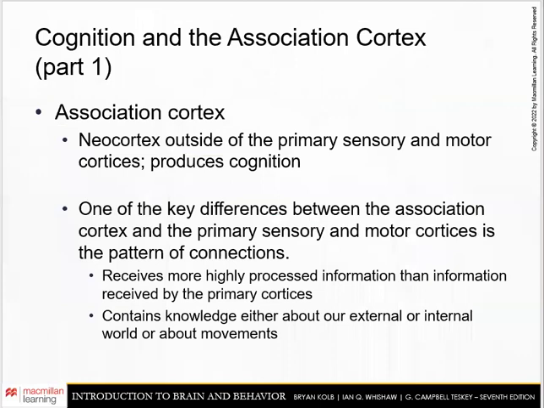So this is going to be about cognition and the association cortex. The association cortex is the neocortex outside of the primary sensory and motor cortices. It really produces cognition. One of the key differences between the association cortex and the primary sensory and motor cortices is the pattern of connections. It receives more highly processed information than is received by the primary cortices, and it contains knowledge either about our external or internal world or about movements.